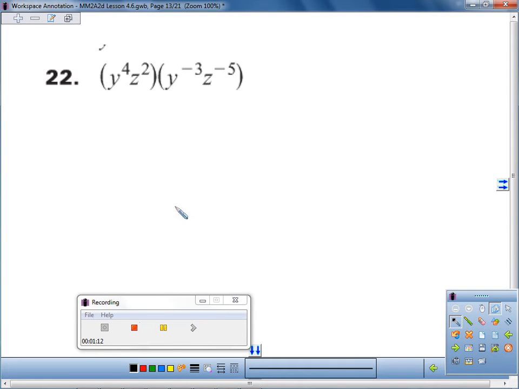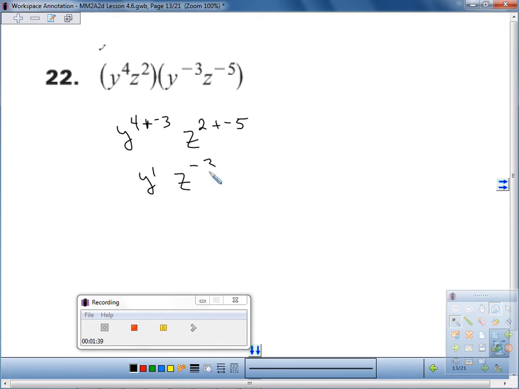Alright, for number 22, we have negative exponents and we have multiplication of powers. So we'll end up adding 4 plus negative 3, then we'll have z squared plus negative 5. Here we'll end up with y to the first, because 4 plus negative 3 gives us 1, and z to the negative 3rd power. To get rid of the negative exponent, we're going to bring it underneath, so we end up with y over z to the 3rd.